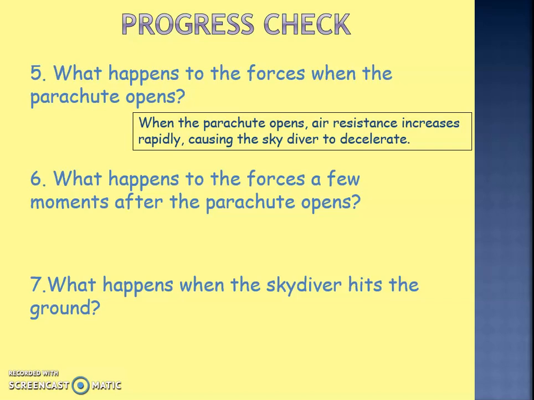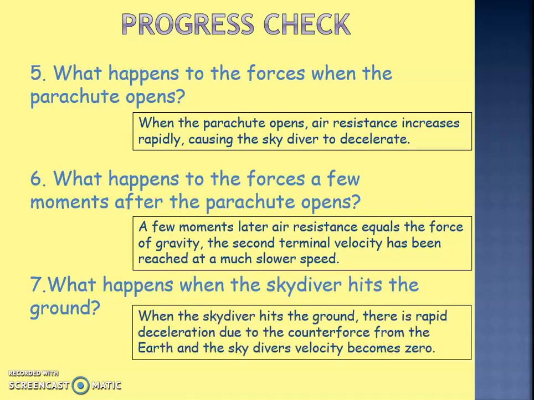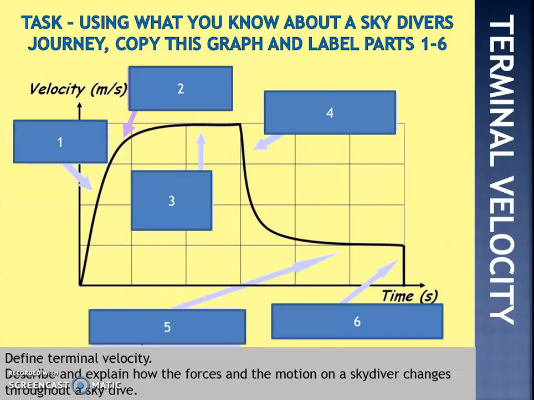What happens to the forces a few moments after it opens? A few moments later, air resistance equals the force of gravity. Again, because he's slowed down, he's encountering fewer air particles, so a new terminal velocity has been reached. What happens when he hits the ground, though? When he hits the ground, there's rapid deceleration due to the counterforce of the Earth, so the skydiver's velocity becomes 0.